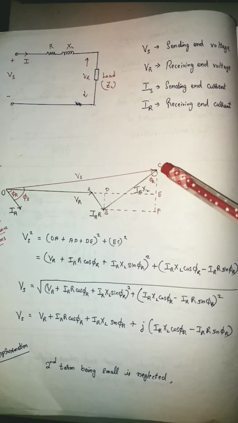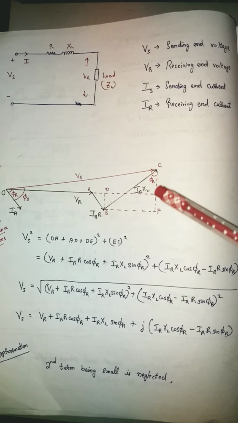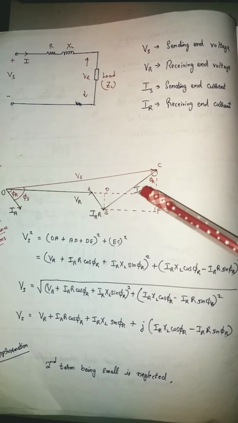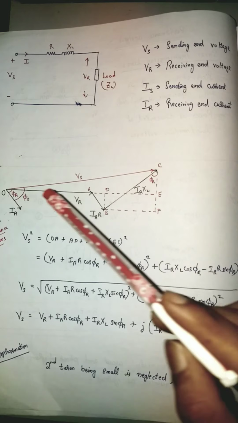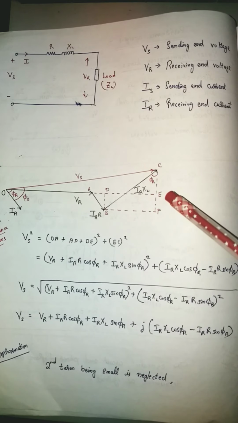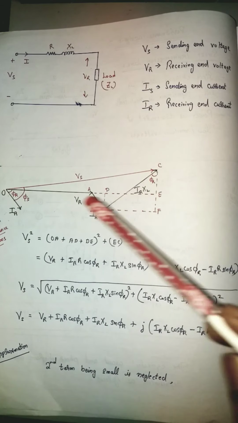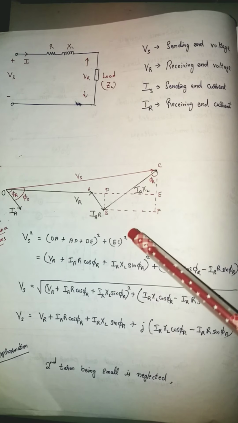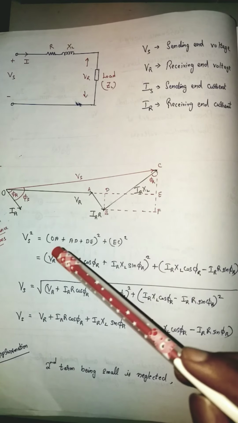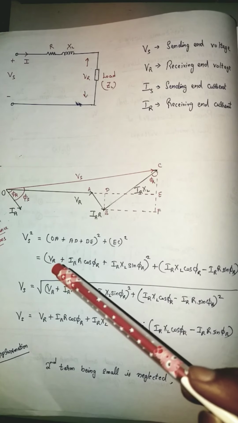So you know that in Pythagoras theorem, hypotenuse square is equal to adjacent square plus opposite square. So here Vs square is equal to EC square plus OE square. OE is nothing but OA plus AD plus DE. OA plus AD plus DE the whole square plus EC square. That is what is written here. Now in place of OA, I am writing VR. OA vector is nothing but voltage across the load, which is VR.